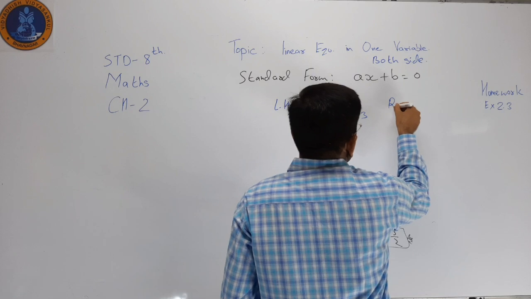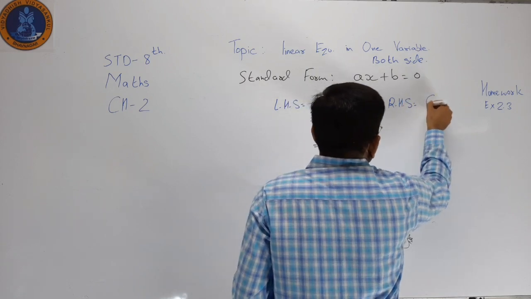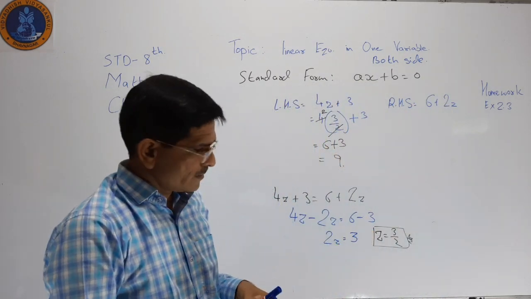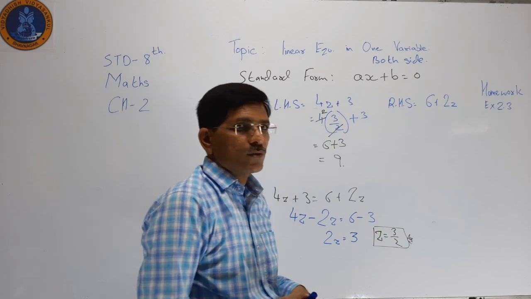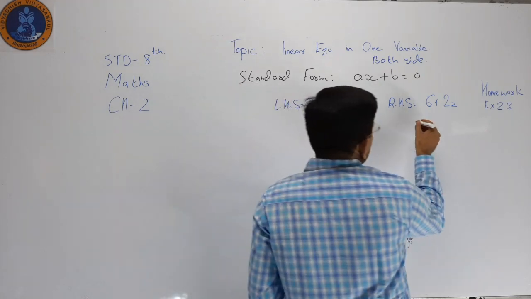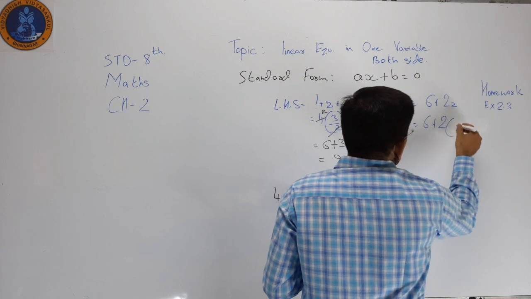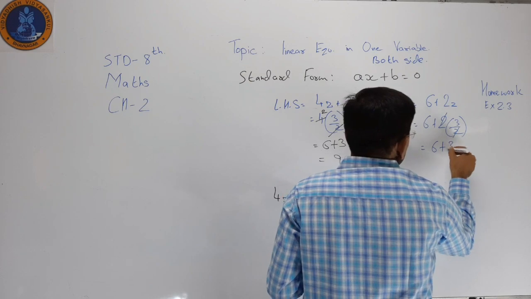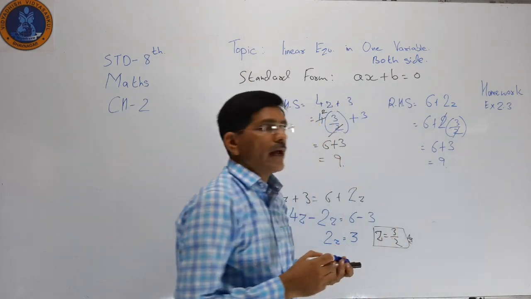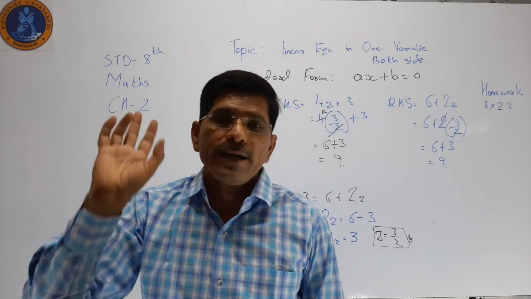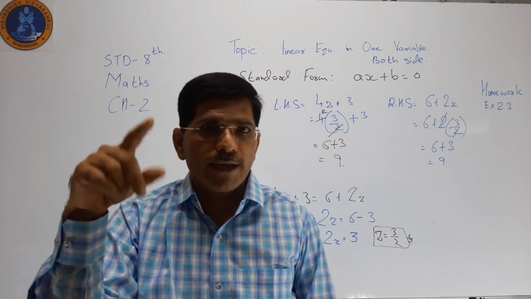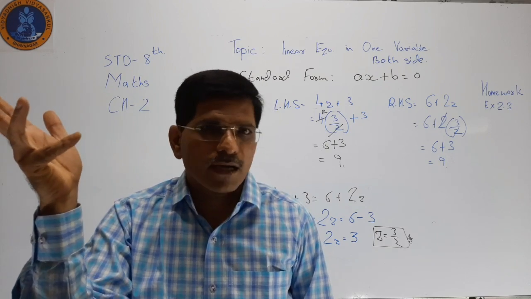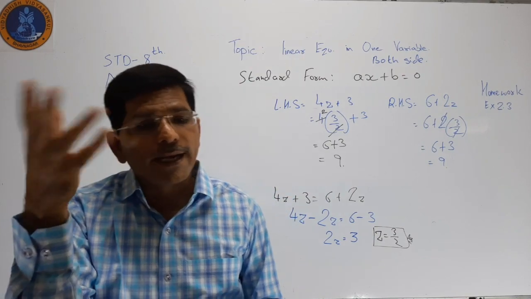Right hand side, that is 6 plus 2z. What is my answer? z is equal to 3 by 2. So I have to put 6 plus 2 times 3 by 2. These two cancel. 6 plus 3, that is 9. So 9 is equal to 9, that is my answer. It means left hand side is equal to right hand side. The answer is correct.